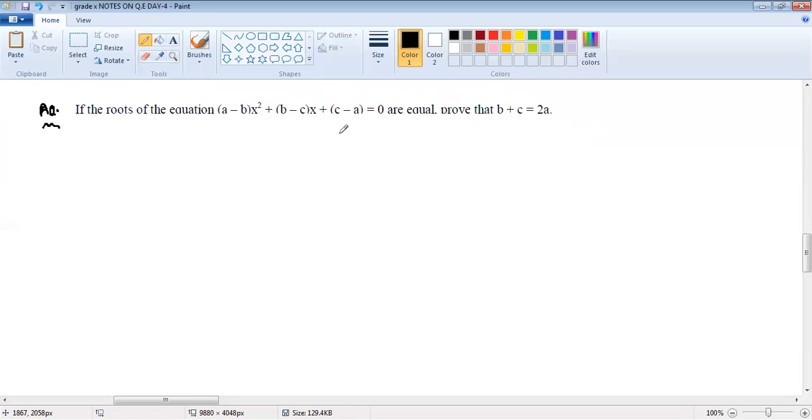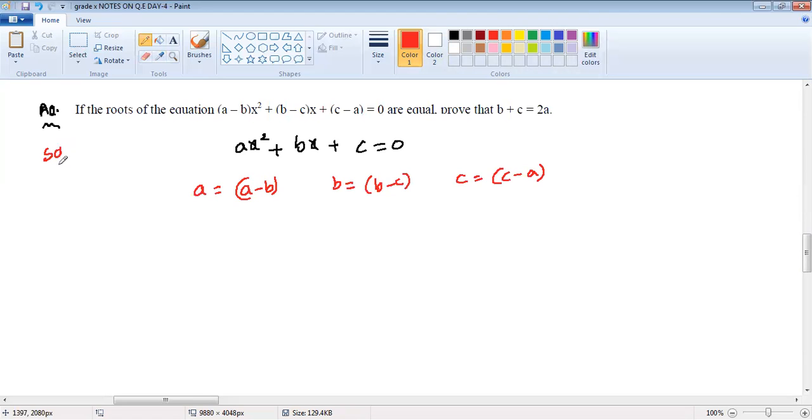Now, say the condition. Compare with ax square plus bx plus c is equal to 0. Please compare. When you compare, you might get confused, but please take it, no issue. A is equal to a minus b, this is a comparison, please don't solve it. And b value is b minus c, and c value is c minus a. Got it, ma? Yes, sir. Now the roots are equal. What is the condition for equal roots? b square minus 4ac is equal to 0. Are you clear?